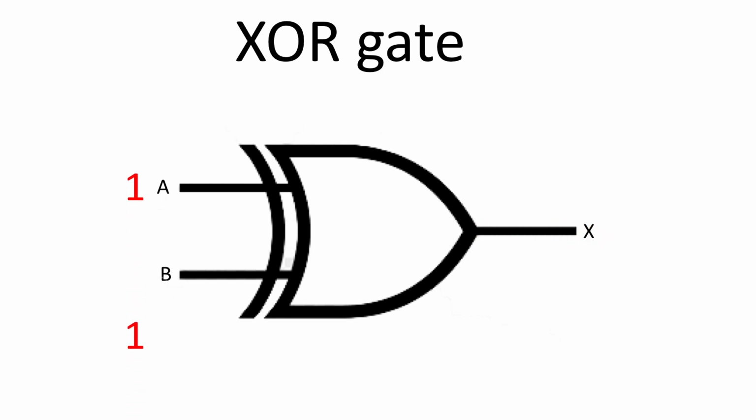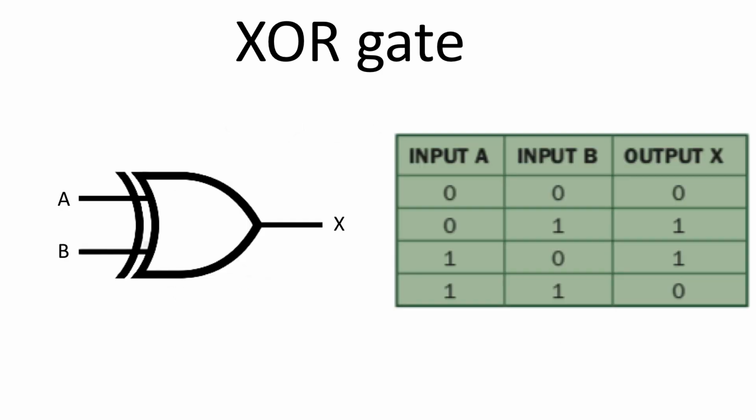If you have input A as 1 and B as 1, so A goes in as 1 and B goes in as 1, the output you get on this one is actually a 0. So what happened? Well, this is what happens on an XOR gate. If A is 0 and B is 0, then X is 0. If A is 0 and B is 1, then X is 1. If A is 1 and B is 0, then X is 1. If A is 1 and B is 1, X is 0.